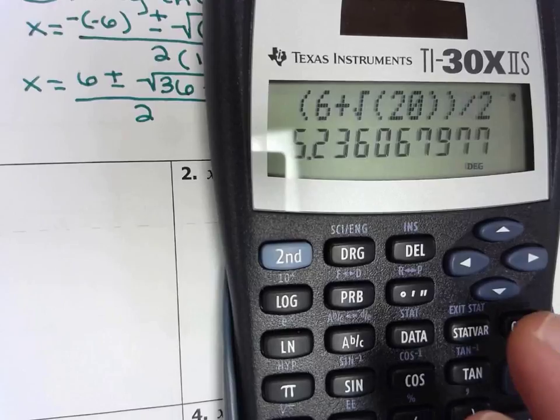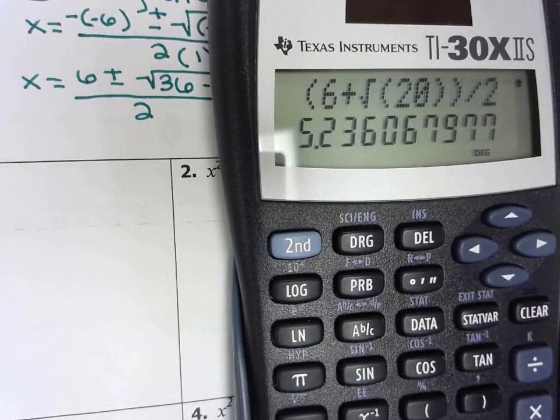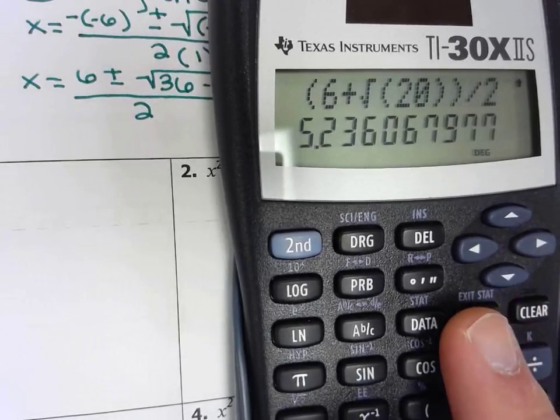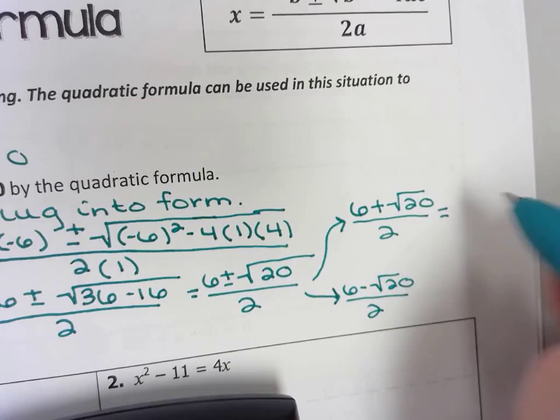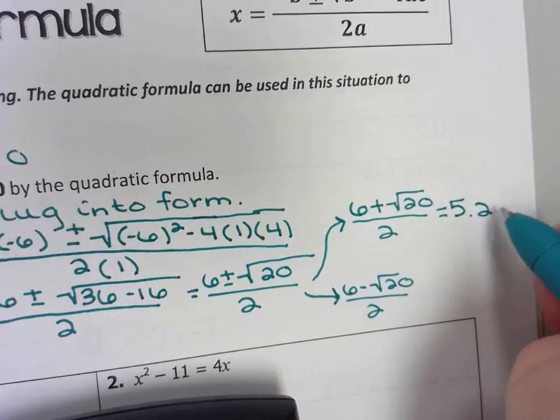Enter, and you're going to get 5.24. You can just round to 2 places, that's fine. 5 point to the 100th place. So 5.24. So one is 5.24.